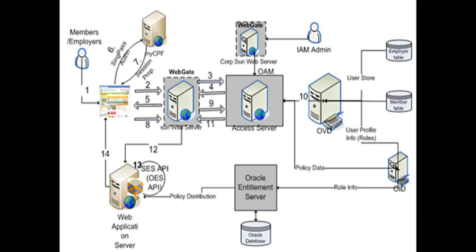Firstly, it checks whether the user is authorized to log in to the system or not. As soon as the user is authorized and authenticated by the access server, it goes back to the web gate and back to the portal. It says 1, 2, 3, 4, 5. So the user logs in, goes to the web gate, goes to OAM, then goes back to the web gate and back to the portal. So the first step is OAM access, which is authentication and authorization.